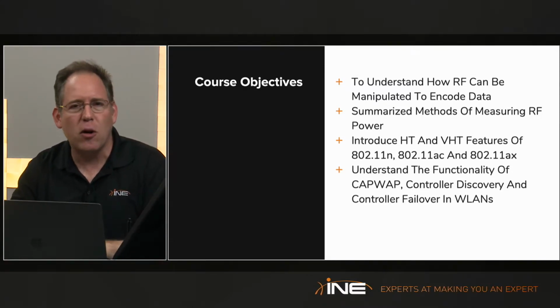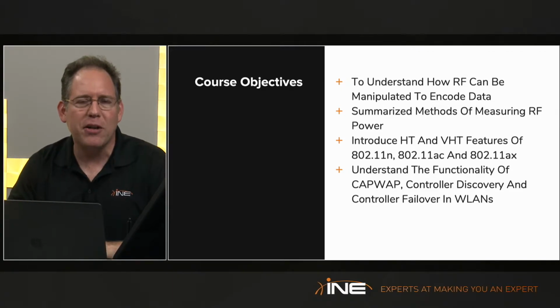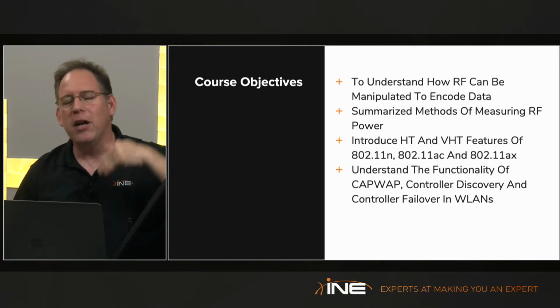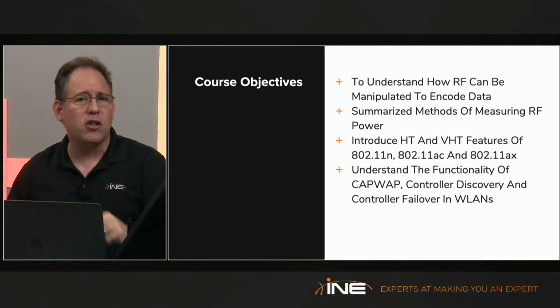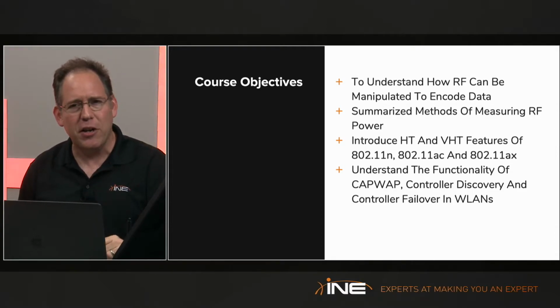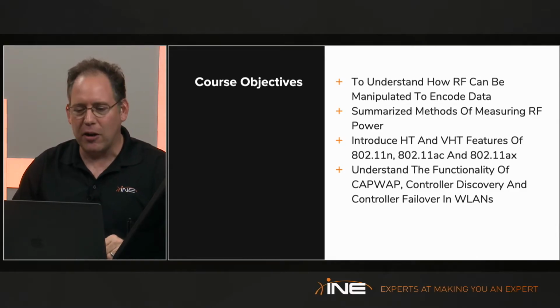We'll talk about controllers and lightweight access points and what is CAPWAP? How are CAPWAP tunnels built? How does an access point learn where the controller is, the variety of methods it has available to it? And if that controller fails, how does the access point know that, and what alternatives does it have to fail over to another available controller? We'll talk about all those things.